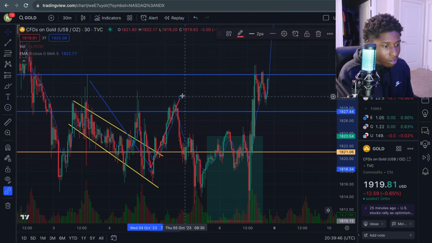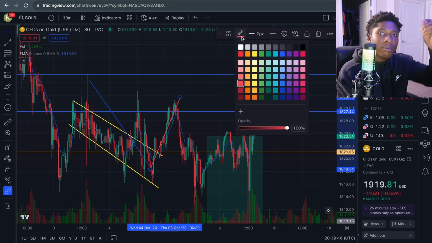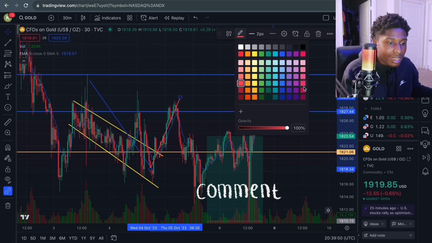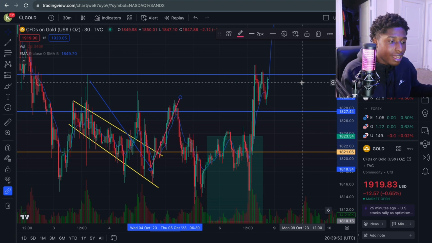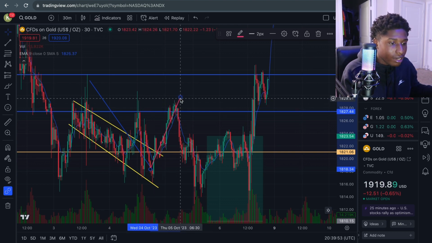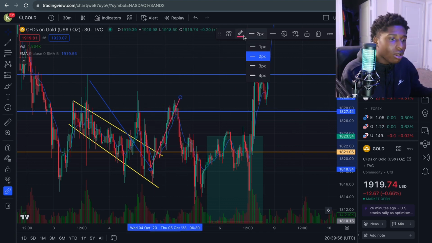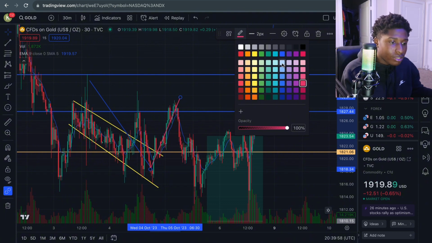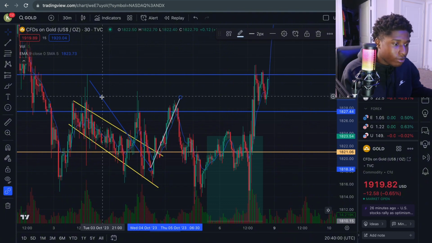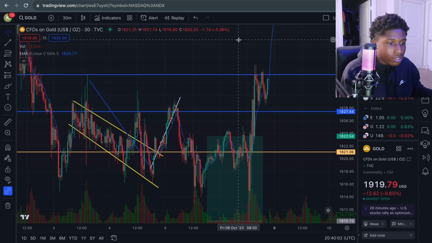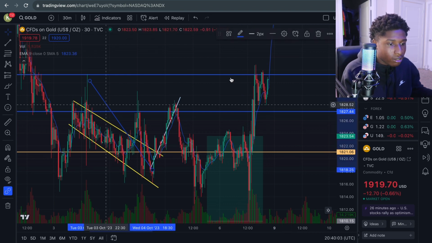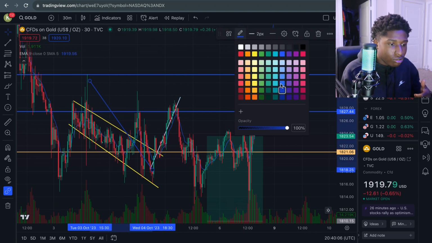Hey man, drop in the comments what color I should make this trend line, because I can't see it, man. I cannot see it, and I know y'all can't see it either. And so we're just gonna make it a light blue. All right, light blue for the win. If y'all commented light blue, good for you.